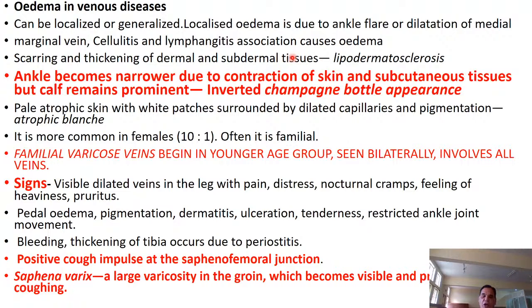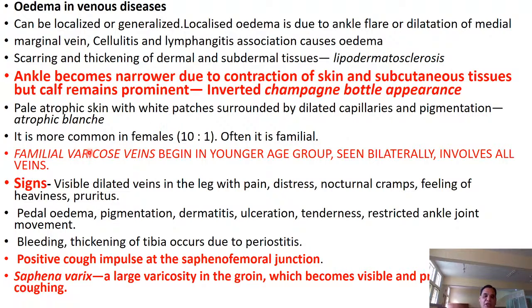Long-standing edema gives rise to what? It is a thickening of the skin. That condition is called lipodermatosclerosis. This is a sign of chronic varicose veins, and this sign is called inverted champagne bottle appearance. How does the champagne bottle look in inversion, that is, the ankle becomes narrow due to contraction of skin and subcutaneous tissues, but the calf remains prominent. This is the inverted champagne bottle appearance in chronic varicosity.